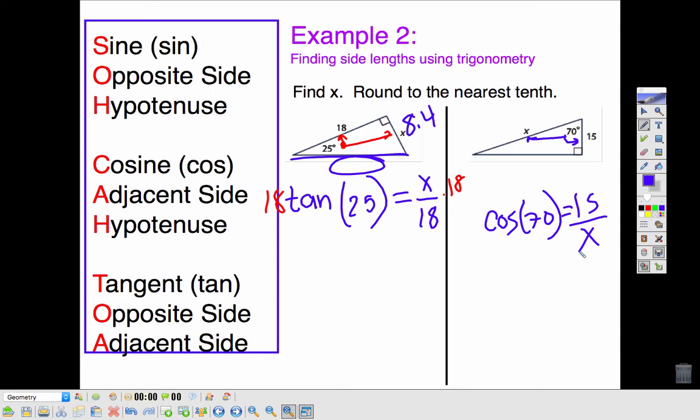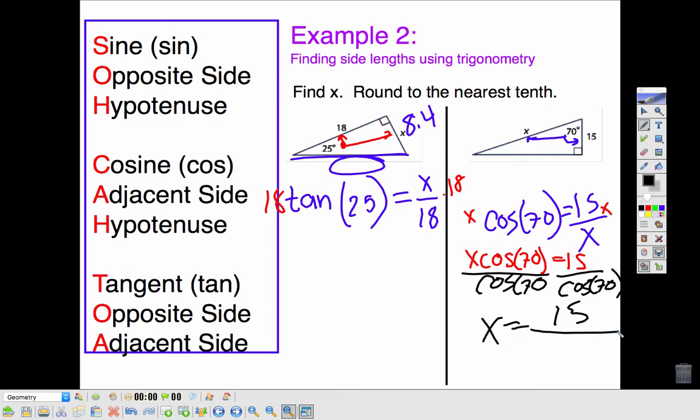How are we going to solve for x this time? Multiply x. So then we have x cosine of 70 equals 15. It's not just divide by 70. What do we have to divide by? Cosine of 70. Then it would be x equals 15 divided by cosine of 70, not 15 cosine 70.